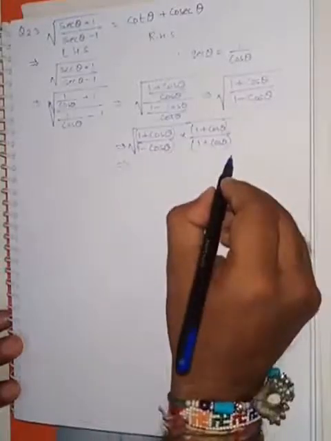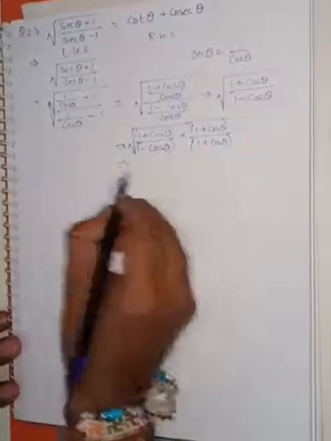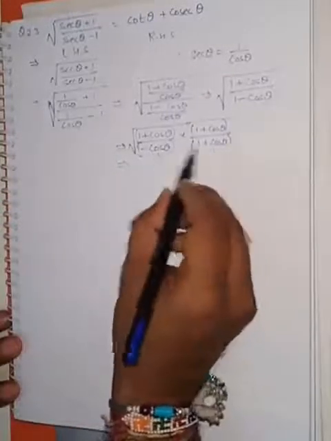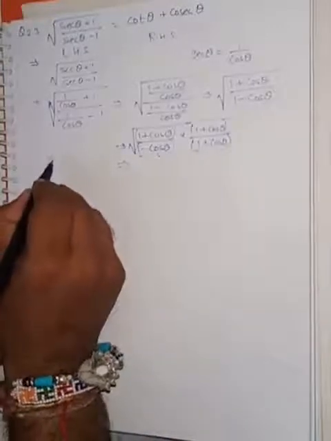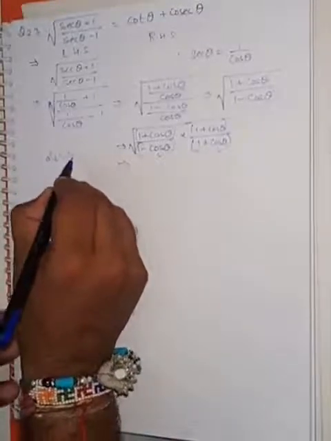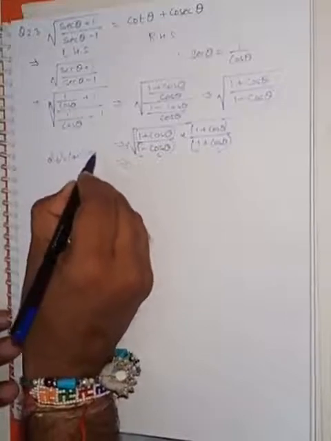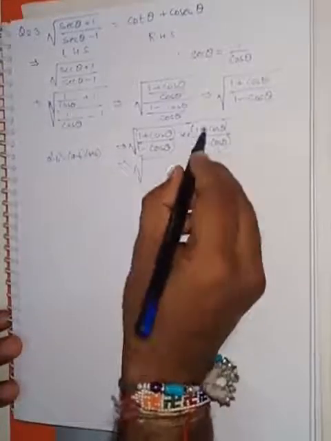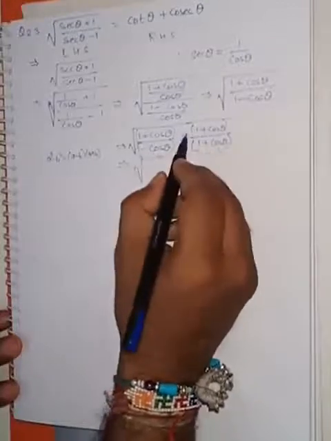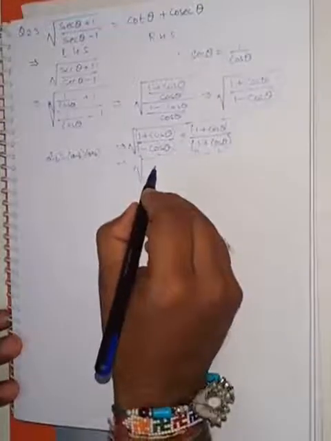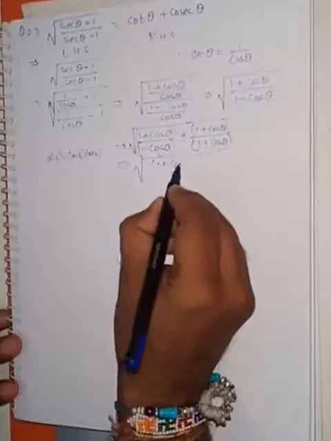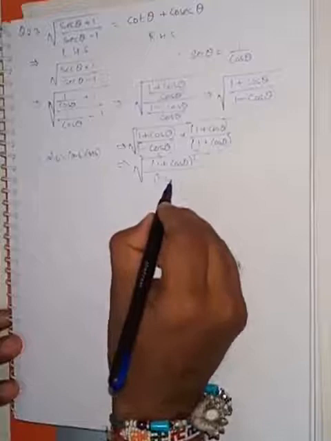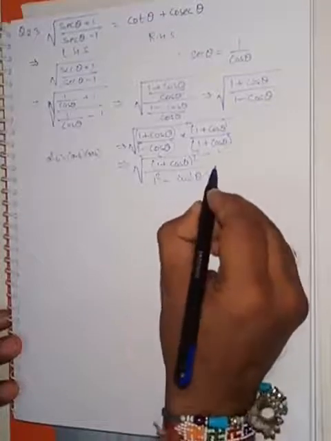Here, this is A, this is B, this is A, and this is B. This makes our formula A square minus B square equals A minus B multiplied by A plus B. So I can use that formula, and the numerator terms are the same, so when multiplied they become a whole square. So (1 plus cos theta) whole square divided by 1 square minus cos square theta.